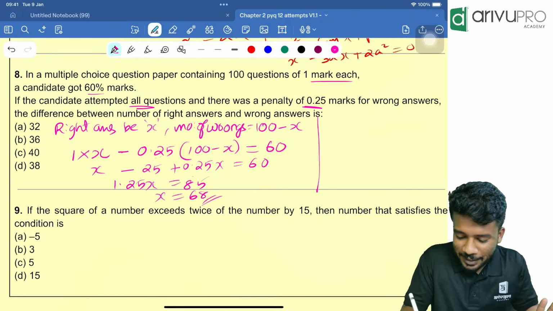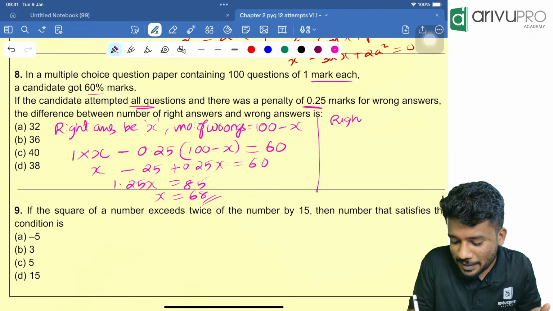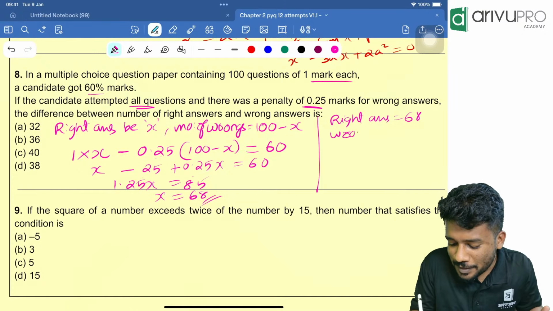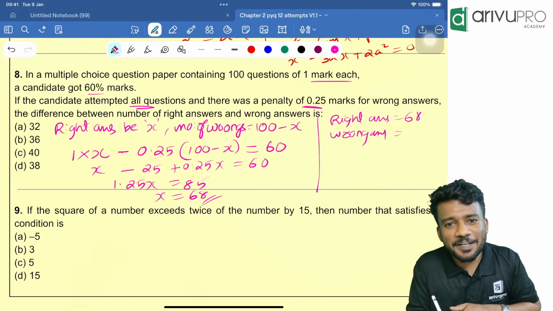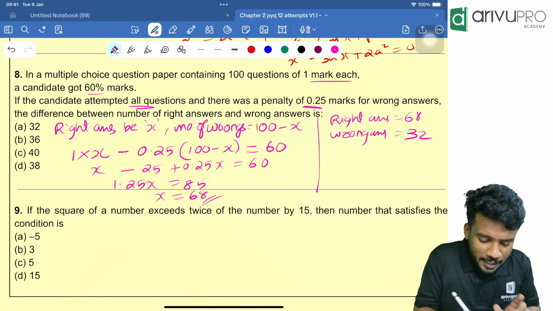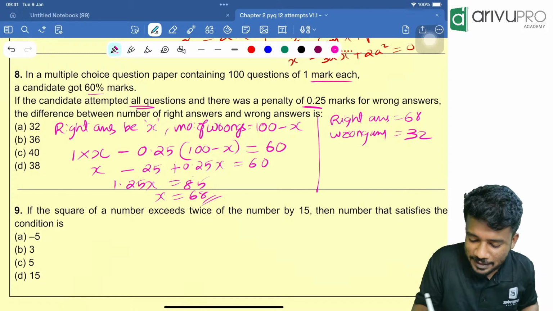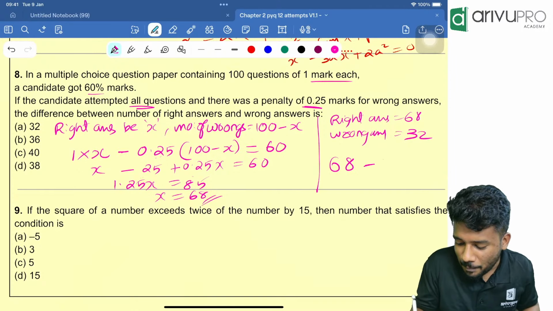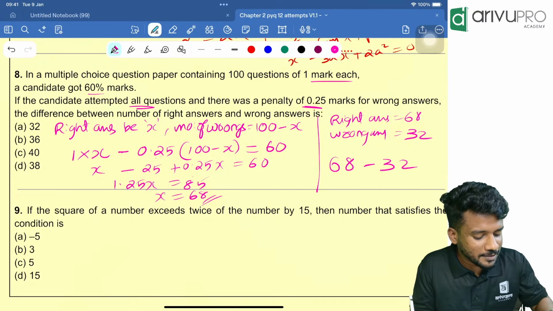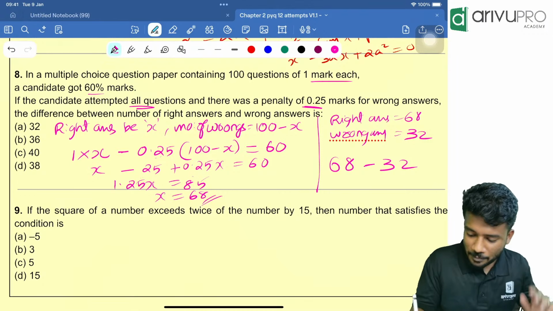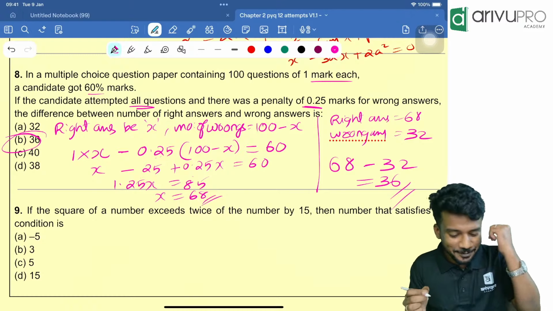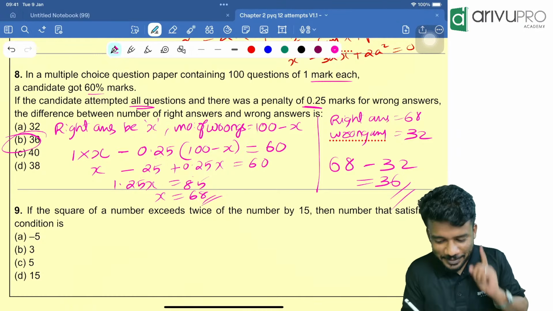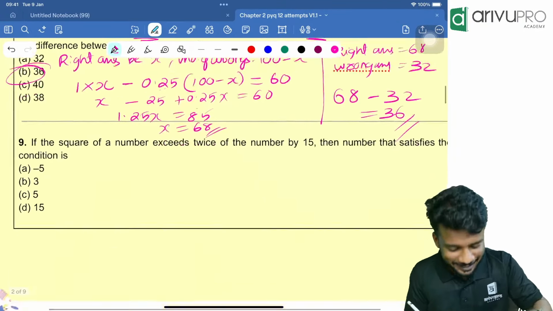Now you tell me, number of right answers is how much then? Right answers is equal to 68. Wrong answers is how much? Wrong answers is equal to 100 minus 68, that is nothing but 32. Now the question is difference between right answers and wrong answers. That is 68 minus 32. People, how much is it? 68 minus 32 is nothing but 36 is your answer. Option B is your answer. I hope that you understood the method. Got the point? Next question.